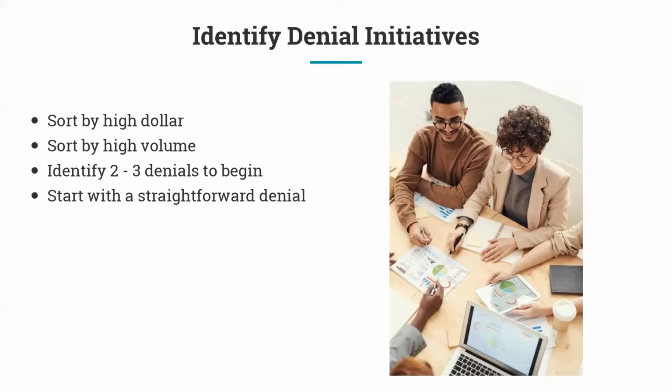And so an example of that would be CARS code 31, patient cannot be identified as our insured. And maybe that's something as simple, or not as simple, as retraining registration staff or putting a hard stop in the system. Or CARS code 140, patient insured health identification numbers and names do not match.